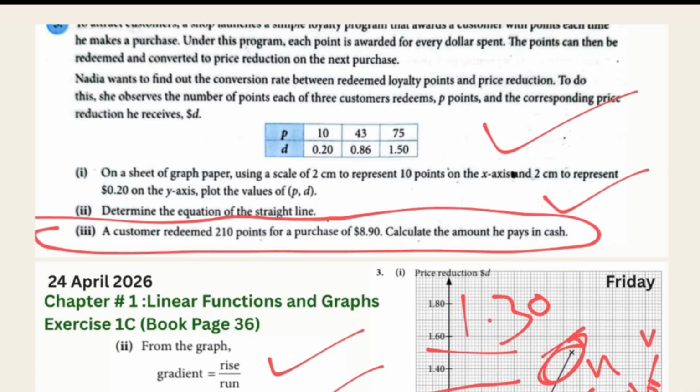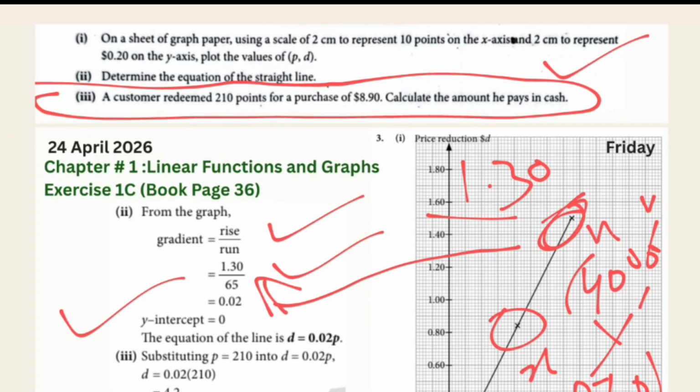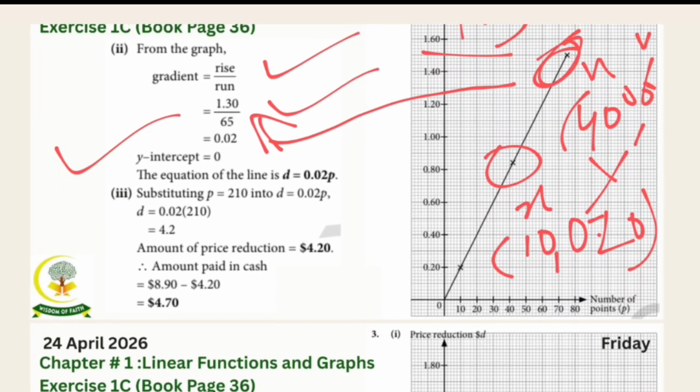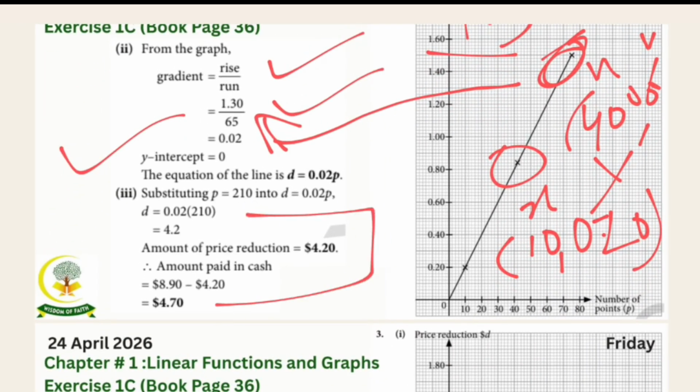So here we go. A customer redeemed 210 points for each purchase of $8.90. Calculate the amount he pays in cash. Whatever the amount he pays in cash, you have to calculate it, and you have to multiply the value by 10, whatever he paid. So 4.2 you will be getting. And after adding these both values, you will be getting $4.73. Clear?